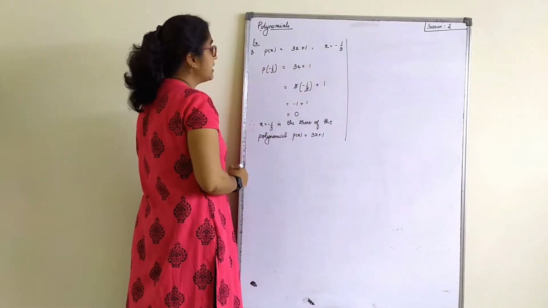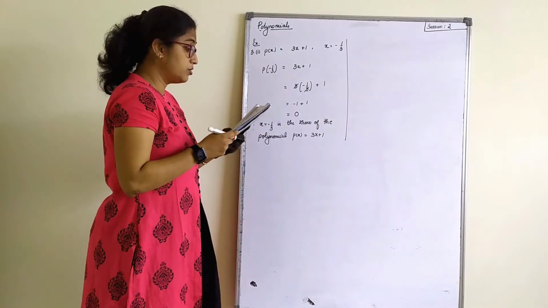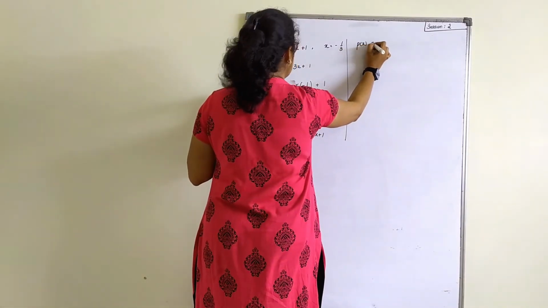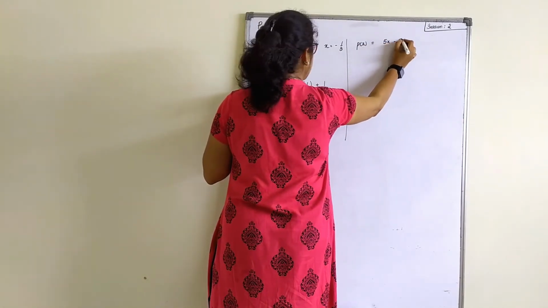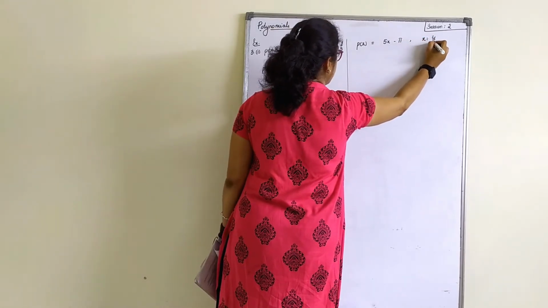Let's start with the second one here. This was the first one. So, second one, P of x is given as 5x minus pi, where the x value is 4 by 5.